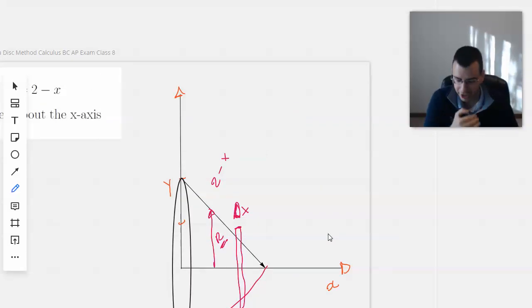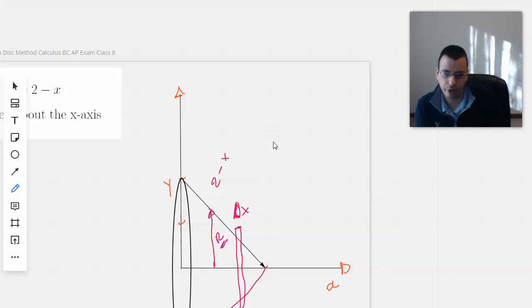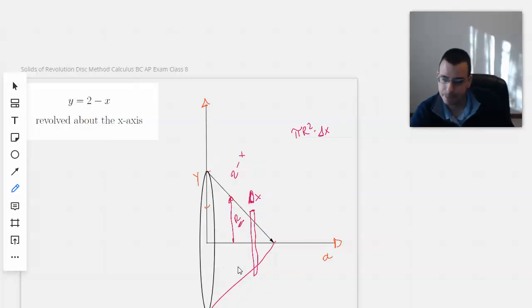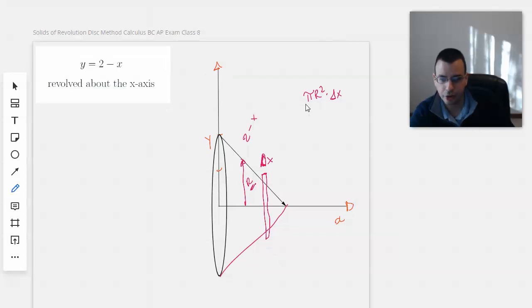So if we want to find the area of the disk that we've created, it will be pi r squared, times dx. This part here will be the area of each circle. Then we multiply it by dx. What we do is we then make it a volume.